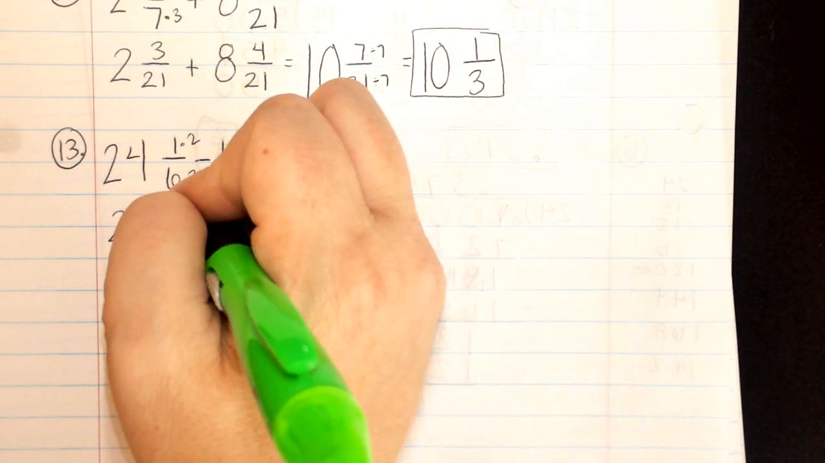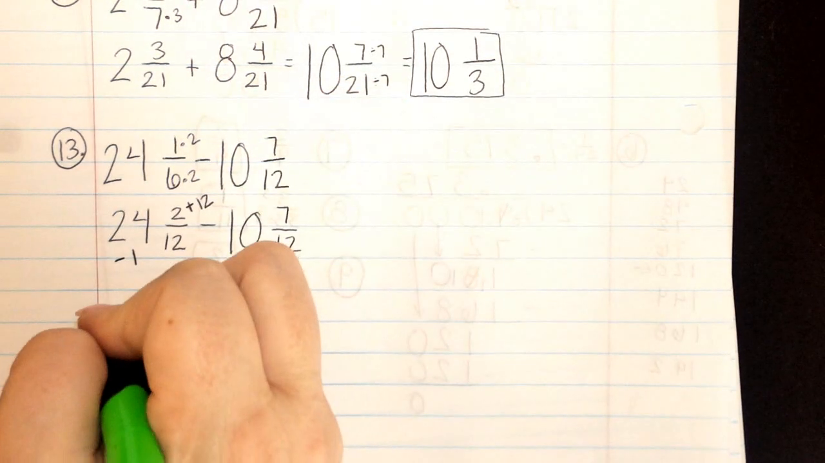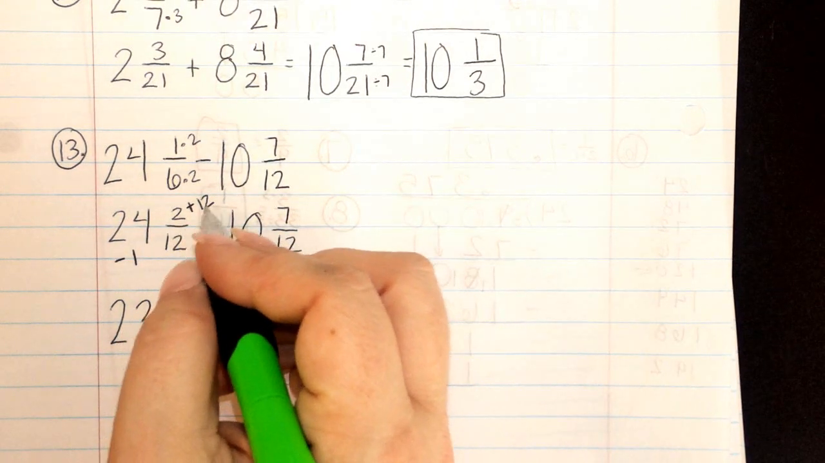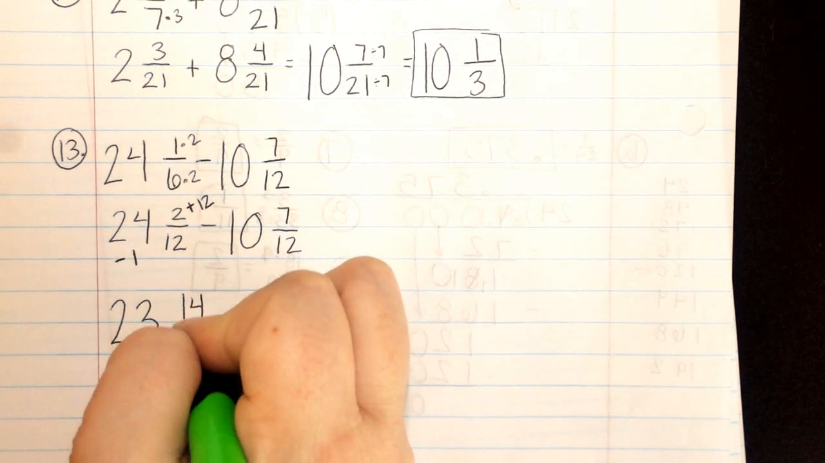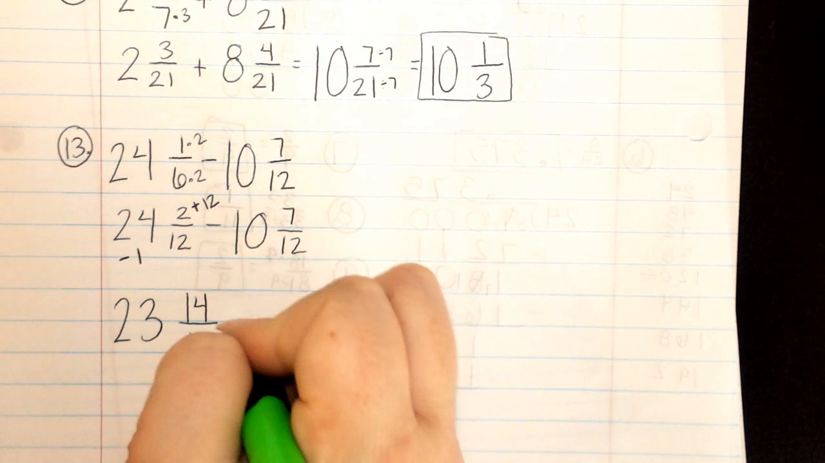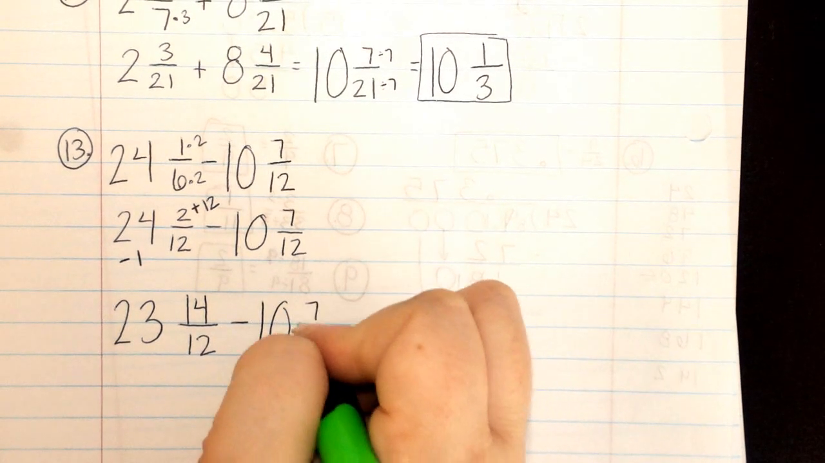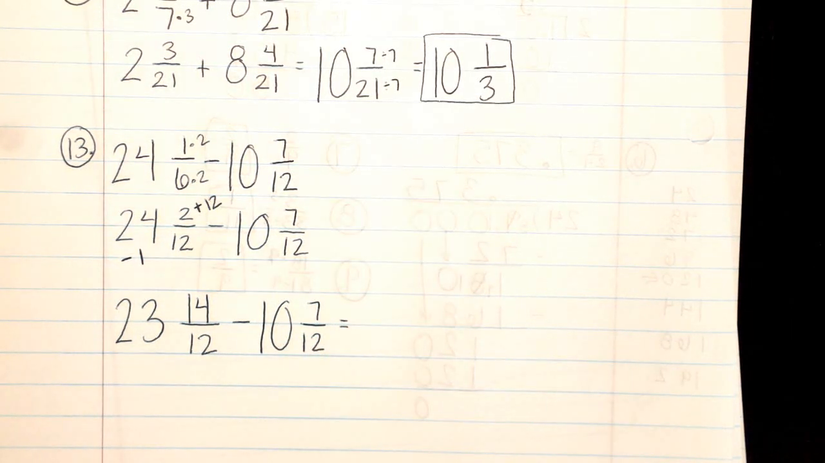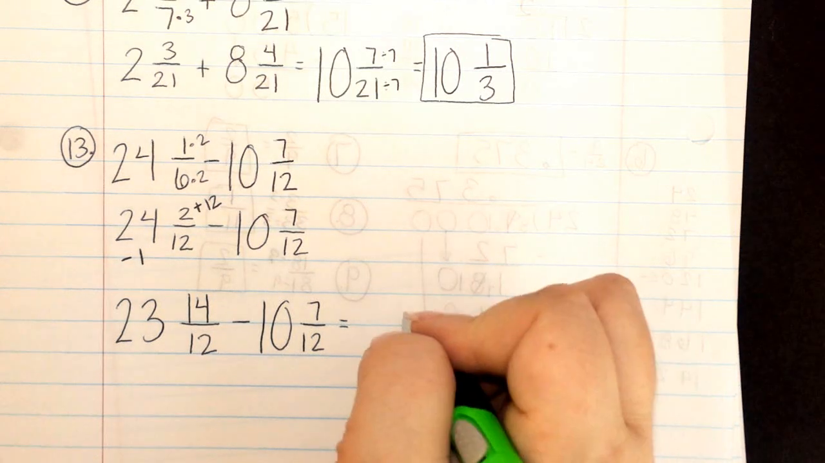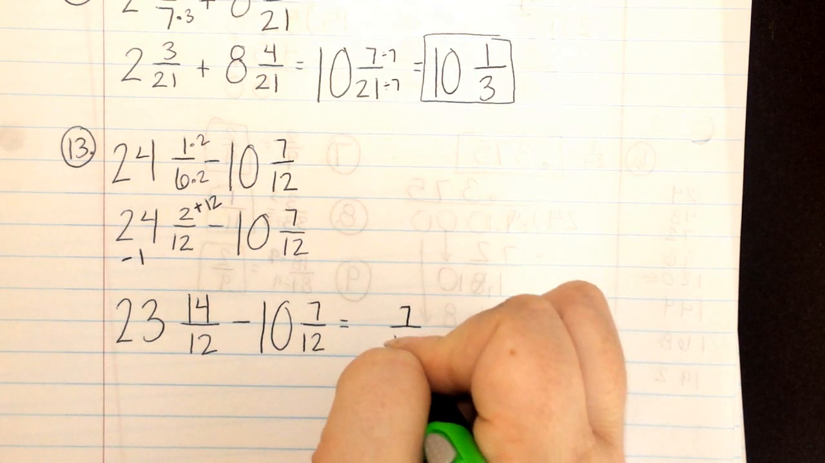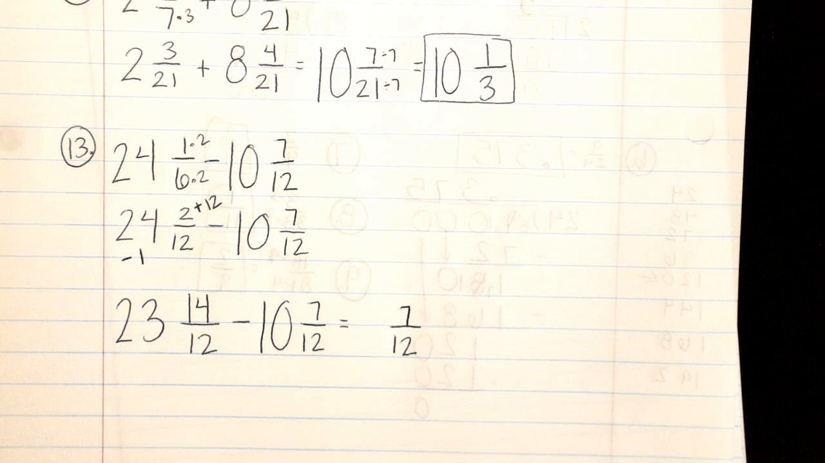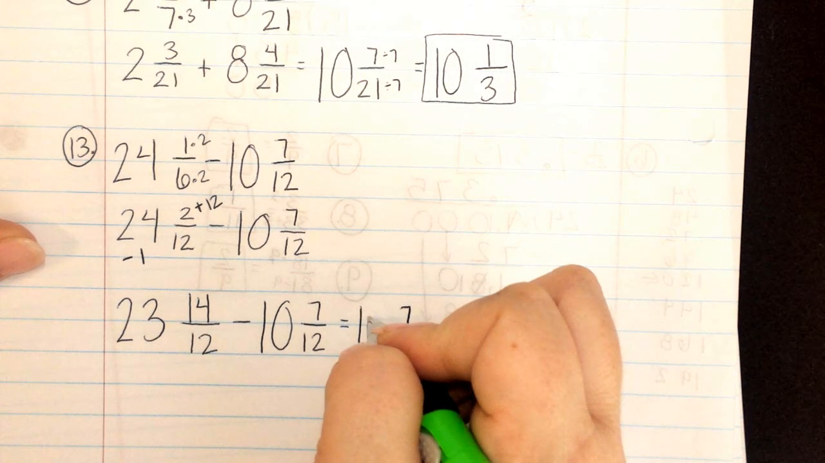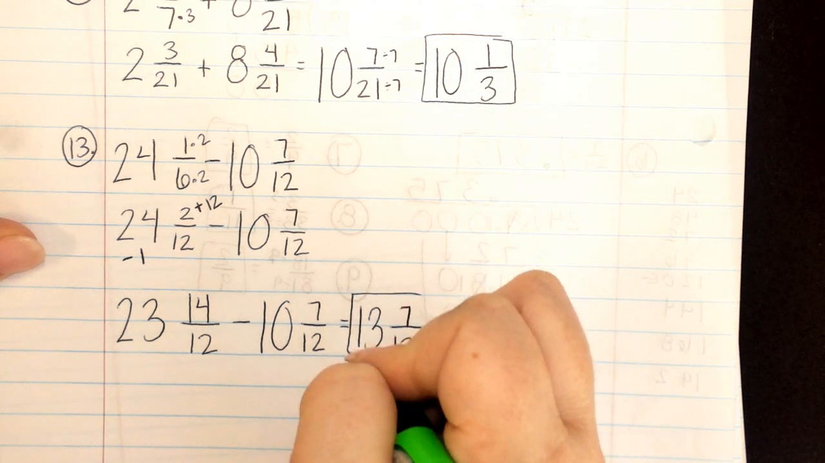So I'm going to add 12. So now I have 23. 12 plus 2 is 14 over 12 still, minus 10 and 7 over 12. Now can I subtract 14 minus 7? Yes, 14 minus 7 is 7 over 12. That's my answer? No, do not forget 23 minus 10 is 13, right?